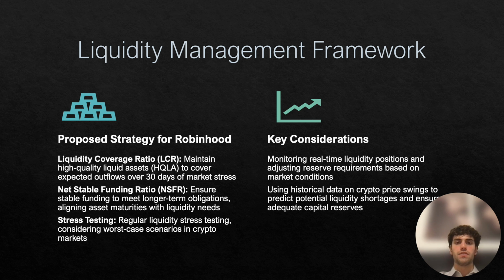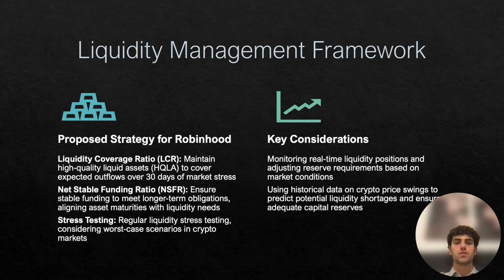The liquidity management framework we propose focuses on real-time liquidity monitoring and stress testing to handle the challenges presented by the volatile cryptocurrency market. By aligning with Basel III guidelines, particularly the LCR and the NSFR, Robinhood can ensure that it holds enough high-quality liquid assets to cover outflows during periods of market downturn. This framework also includes the use of automated market-making protocols and smart contracts to streamline liquidity management.